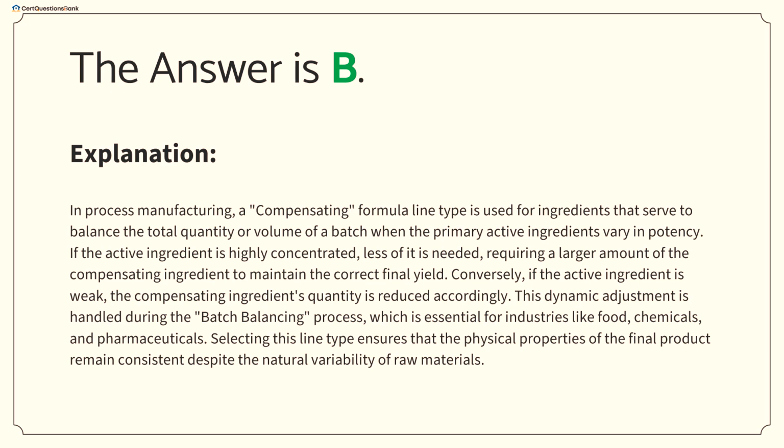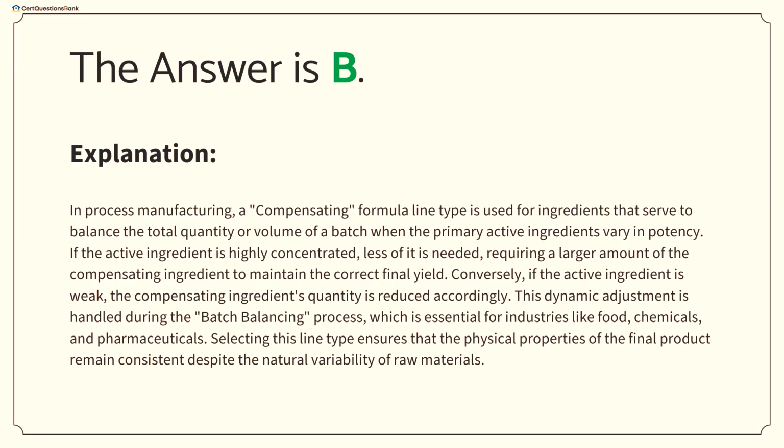This dynamic adjustment is handled during the batch balancing process, which is essential for industries like food, chemicals, and pharmaceuticals. Selecting this line type ensures that the physical properties of the final product remain consistent despite the natural variability of raw materials.